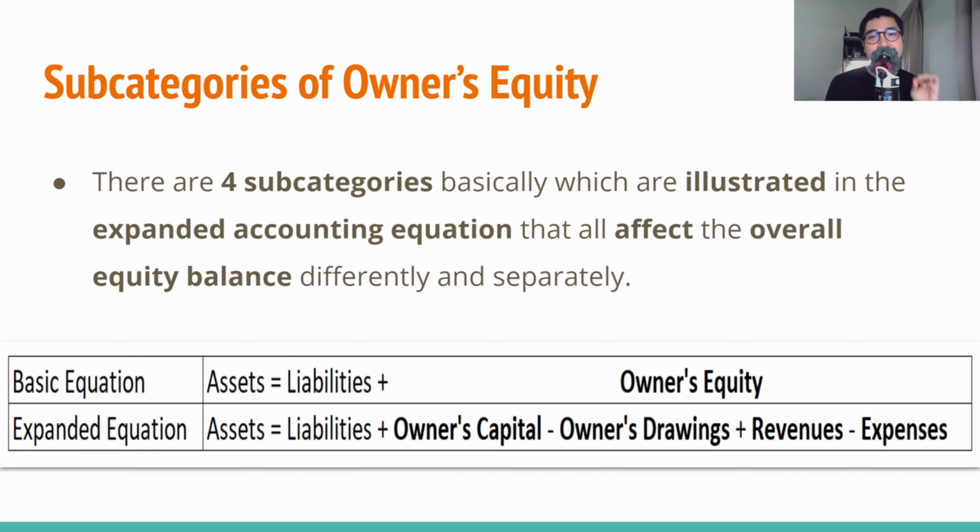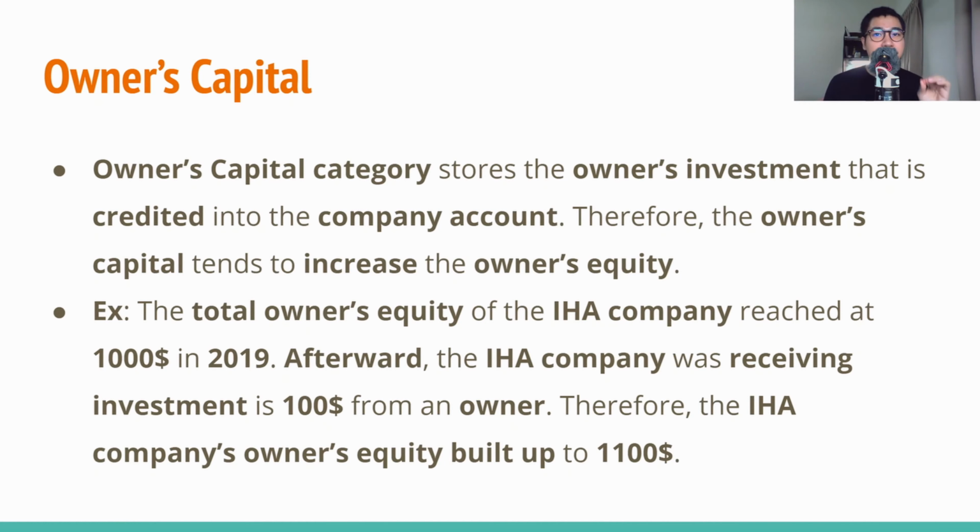Those are the owner's capital, the owner's drawing, revenues, and expense. So let's dig in. First, we're going to jump into the owner's capital category, or we can call it by a friendlier name, the owner's investment. The owner's capital category stores the money that the company's owners have been investing in the business. Therefore, the owner's capital tends to increase the owner's equity. That was easy, so I think you can read the example for yourself, okay?